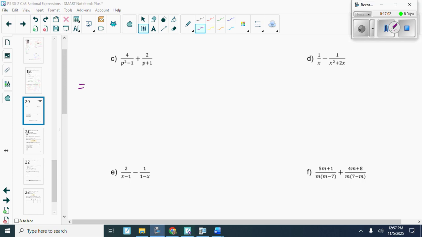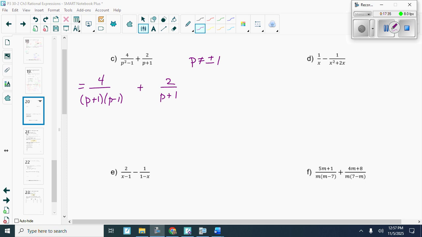Okay, first thing we're going to do is factor the denominators. This is a difference of squares, so you should have p plus 1, p minus 1. Okay, and then now we do our NPV. So we factored. Second step, NPVs. P cannot equal plus or minus 1. Now we do common denominator.